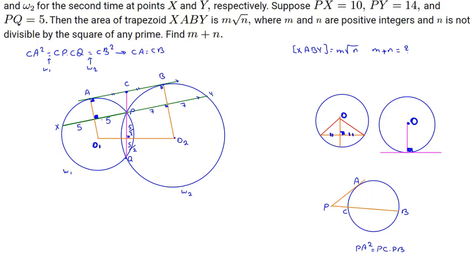Now, let me call this ABDE. ABDE is a rectangle, because all angles are 90. So we conclude AB equals ED. ED equals what? 5 plus 7, which is 12. Because AB is 12 and C is the midpoint of AB, AC will be 6 and CB will be 6.